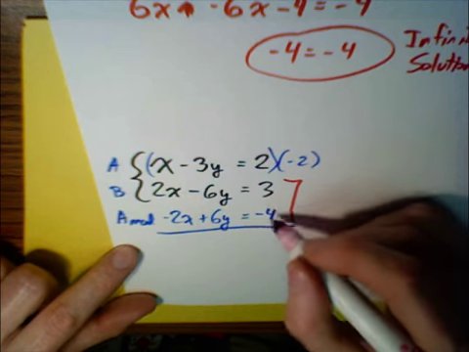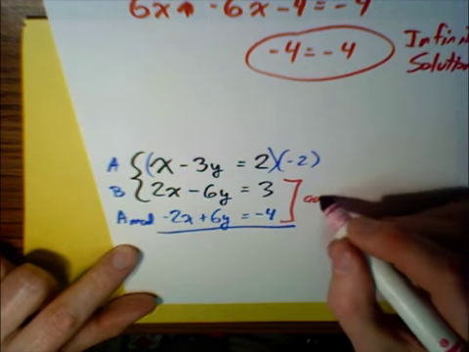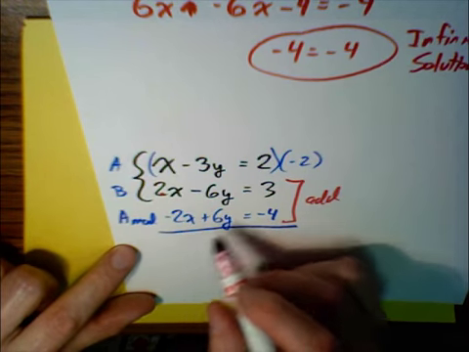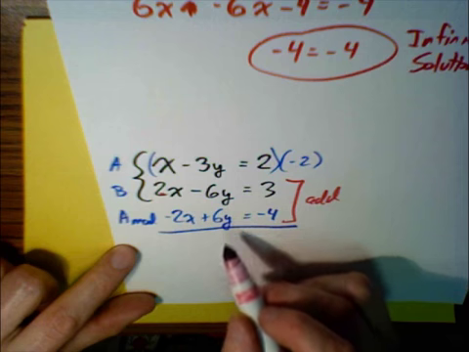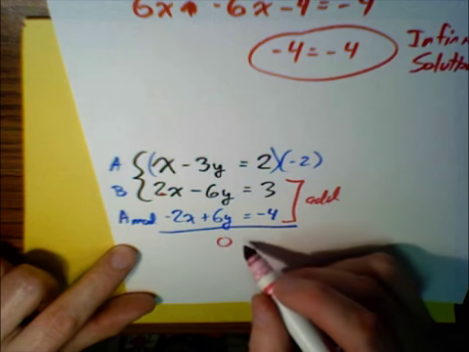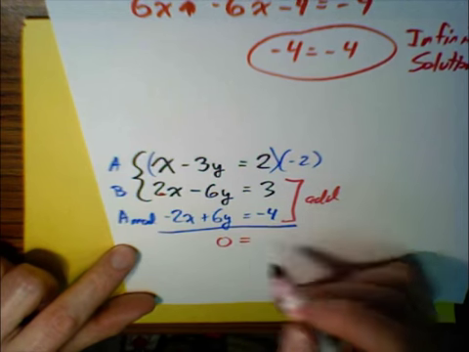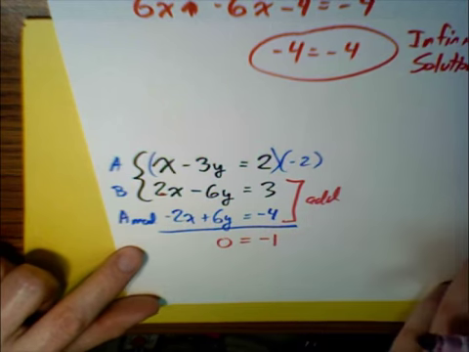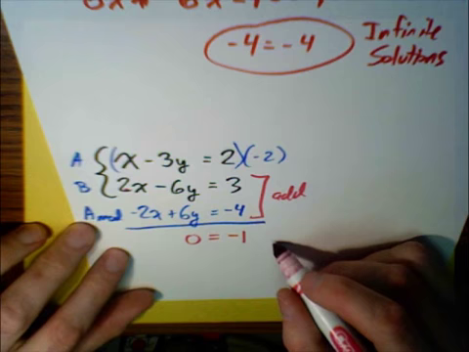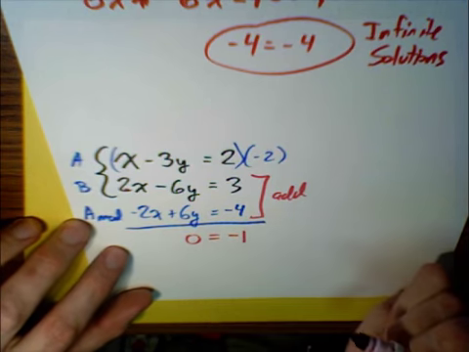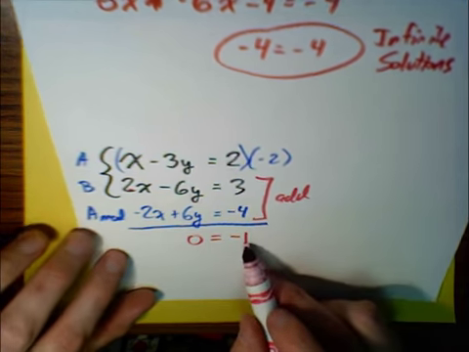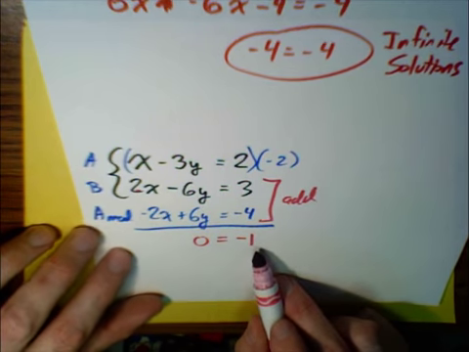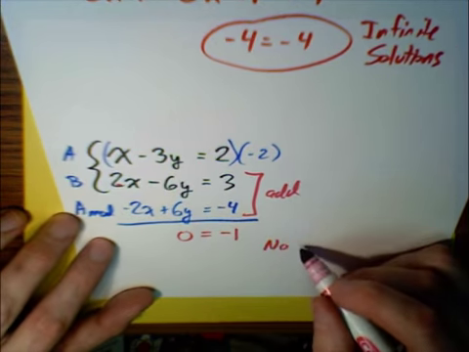And now we're going to add equation B and equation A modified. We're going to add them. And when we add them, 2x minus 2x, 0. Negative y plus 6y is 0. So we have a 0 on the left side of the equation. The equal signs are lined up. And 3 plus a negative 4 equals negative 1. This is obviously something that is false. This can never be true. There's no value for x and y that will ever cause 0 to be equal to negative 1. This means there are no solutions.